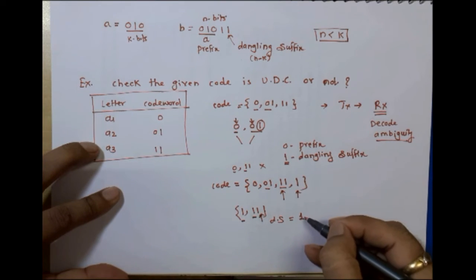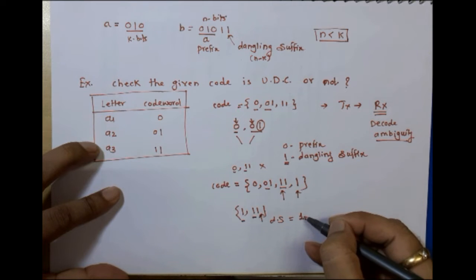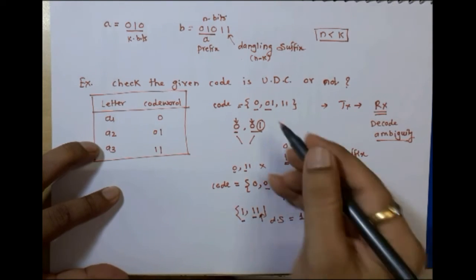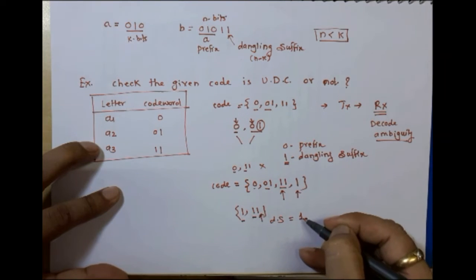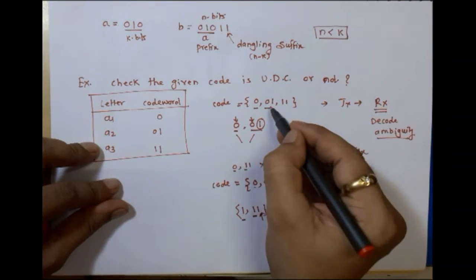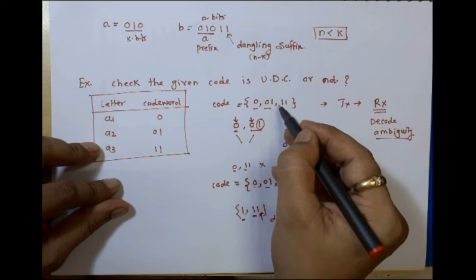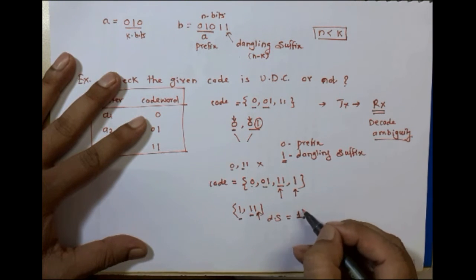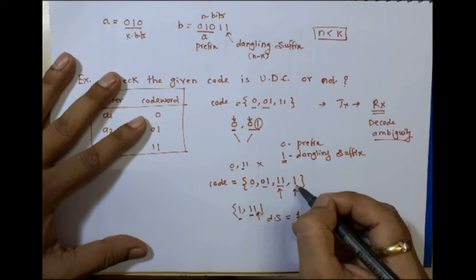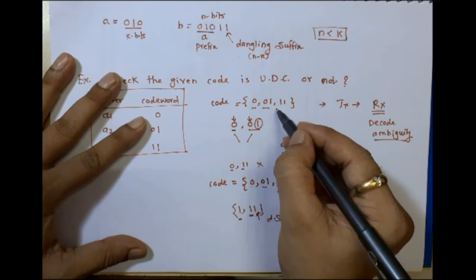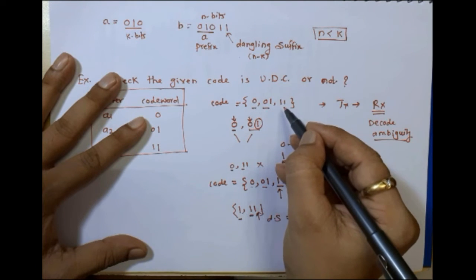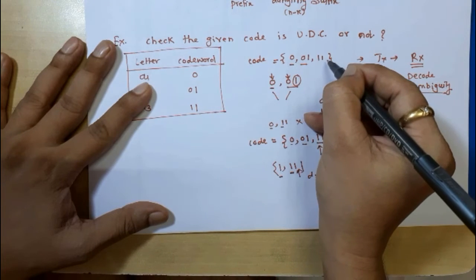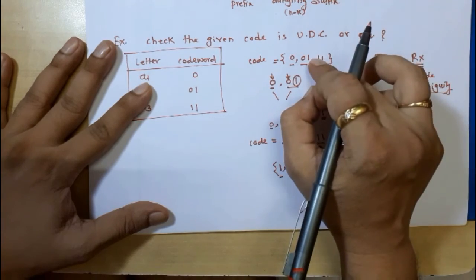So what do I have to do? We need to check whether dangling suffix is a code itself in the code. So we will check whether 1 is a code word or not. So 1 as a code is not there. So now we have the dangling suffix as 1. So we cannot add it into this one because we already added 1 as a dangling suffix, and this 1 itself as a code is nowhere here. The 1 itself is not a code word in the code.